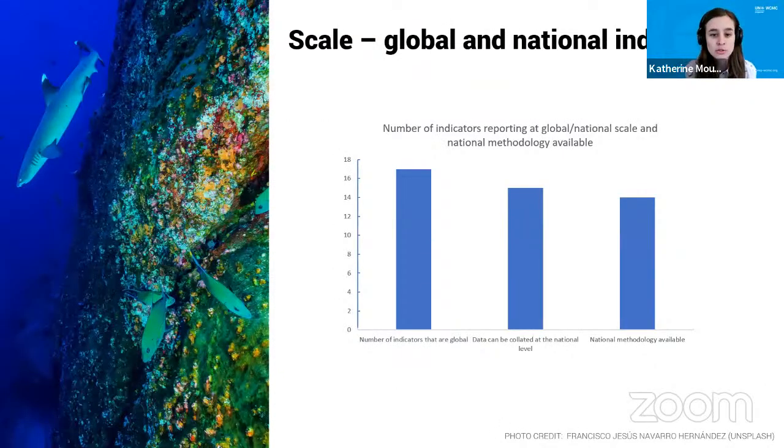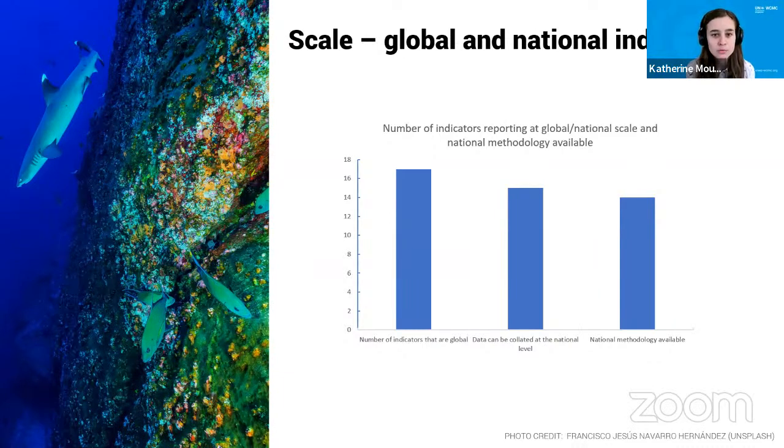So we also looked at the scale of the indicators and whether the indicators can be used at the national or global levels. Around 17 indicators are compiled at the global stage, and these indicators can deliver globally relevant data with the possibility of it being disaggregated down to the national level.